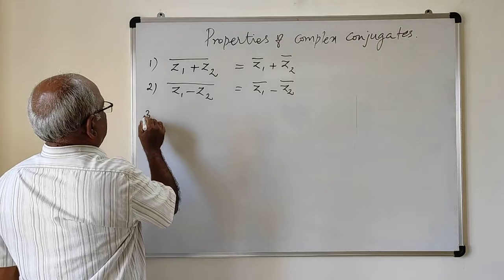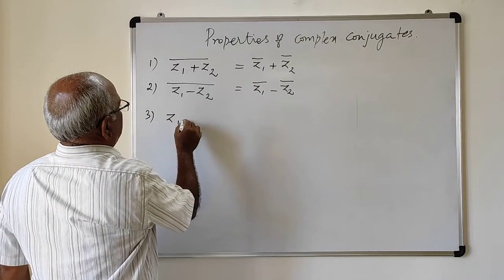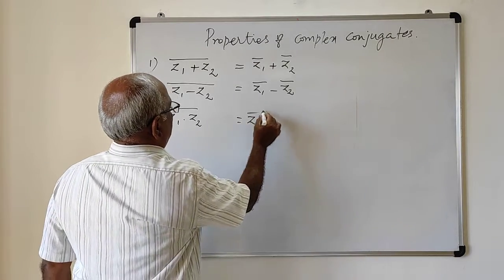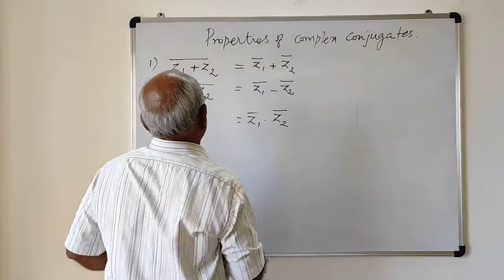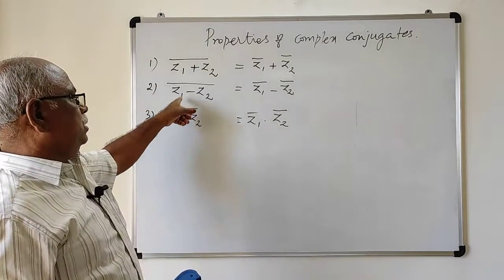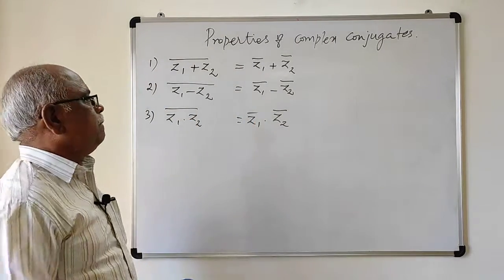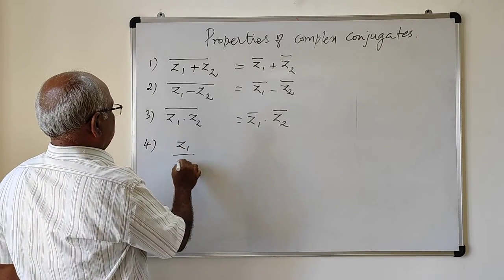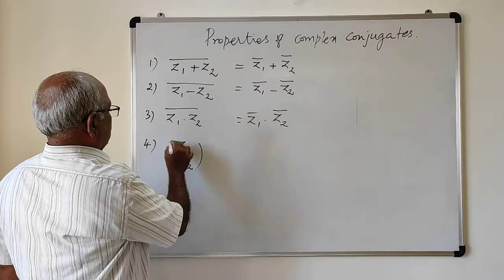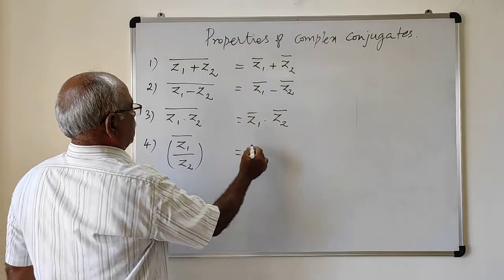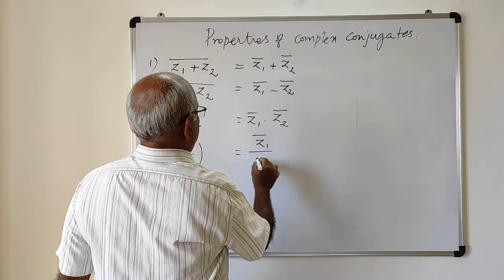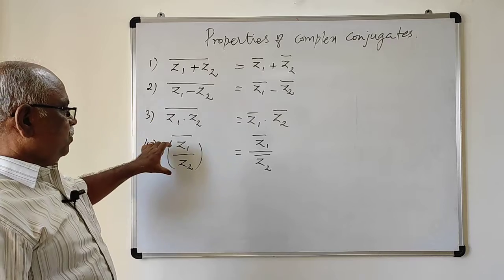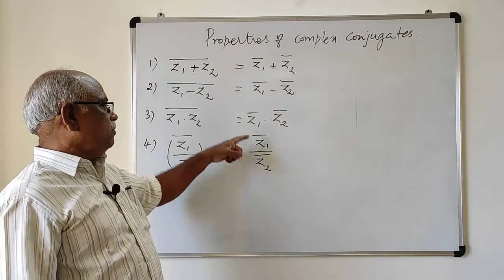Third one is the conjugate of Z1 into Z2 equals Z1 bar into Z2 bar. Conjugate of the product of two numbers equals the product of the conjugates. Fourth one: the conjugate of Z1 by Z2 equals Z1 bar by Z2 bar. Conjugate of division of two complex numbers is equal to division of conjugates.